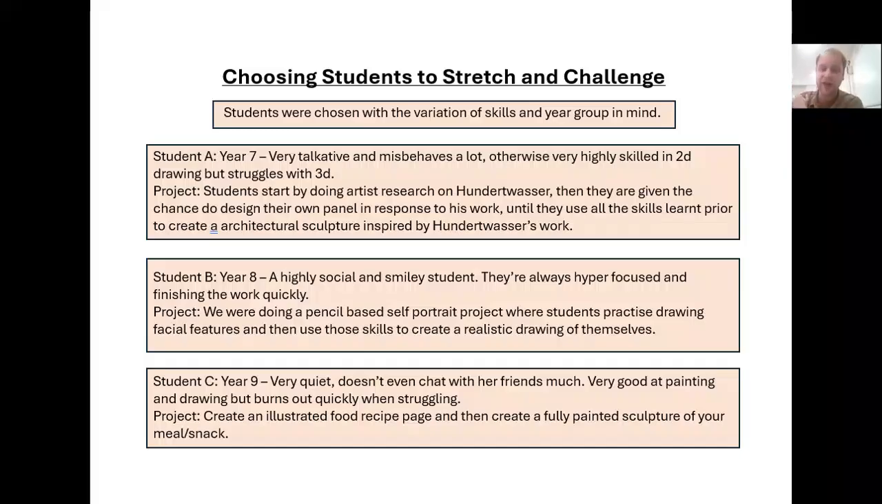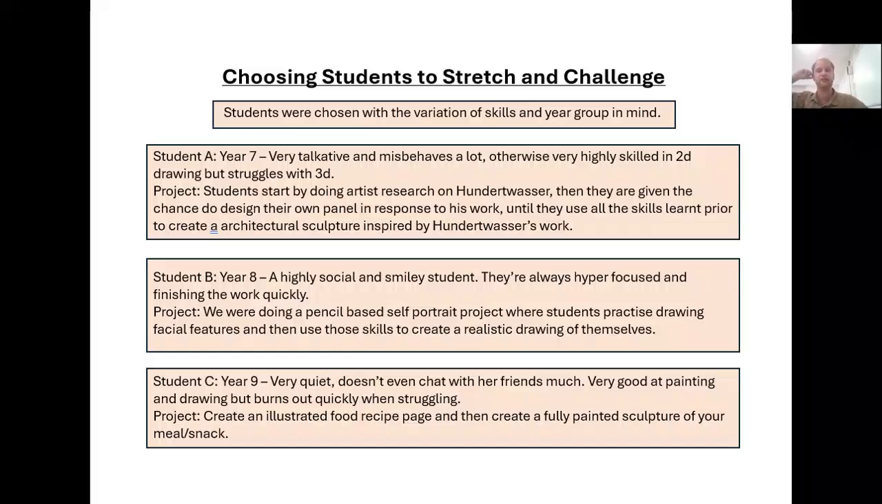We've got student B, year 8, highly socialized and smiley student, hyper-focused and always finishing their work quickly, which is beautiful. And so we're doing a pencil-based self-portrait project where students practice drawing facial features and then use those skills to create a realistic drawing of themselves. And then year 9, so this is the one that I was referring to before, very quiet, doesn't even chat with her friends much, very good at painting and drawing, but burns out quickly when struggling.